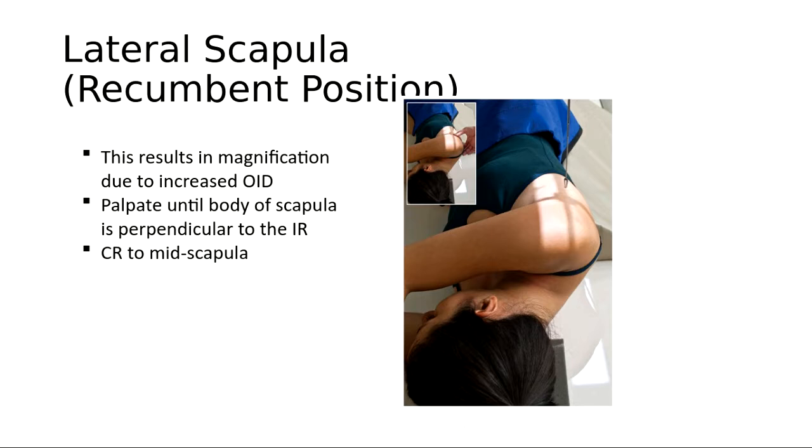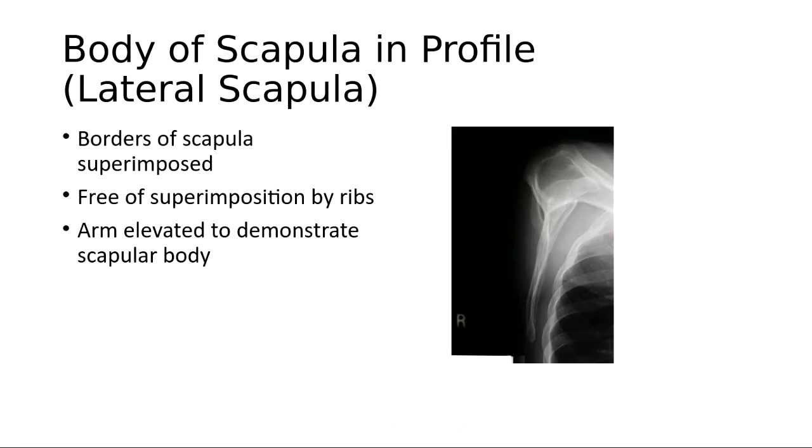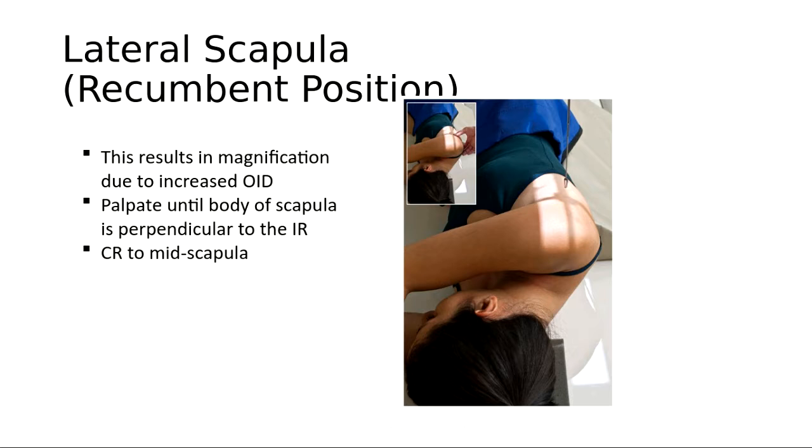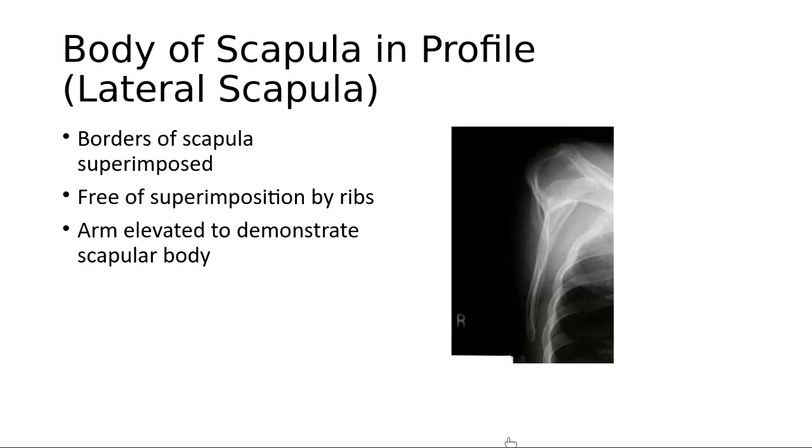This is what it would look like, but it results in an increase in OID. So this shows the body of the scapula in profile. Okay, so it's nice and superimposed. You see the body free of superimposition, and then the arm is actually elevated to demonstrate the scapular body. Right? So now that one doesn't look very magnified, but if you truly position the patient like this into this image, this would be much more magnified than what's demonstrated here.